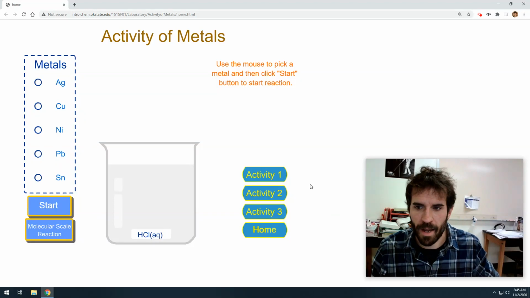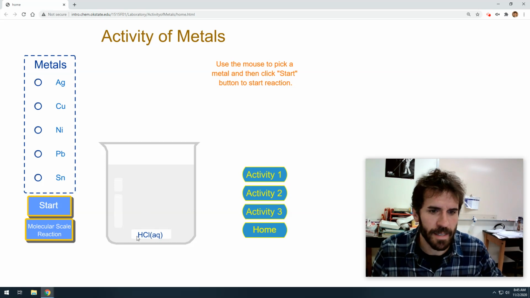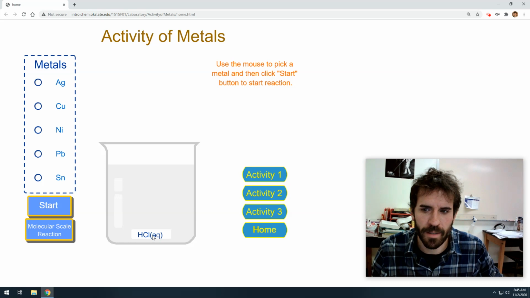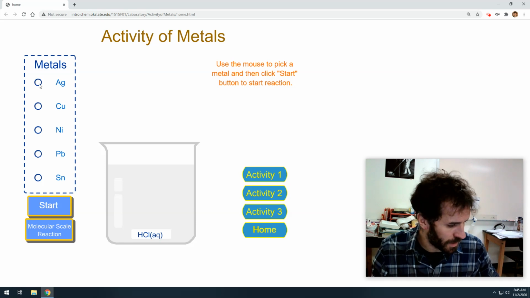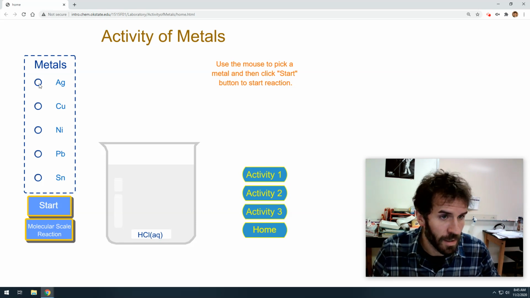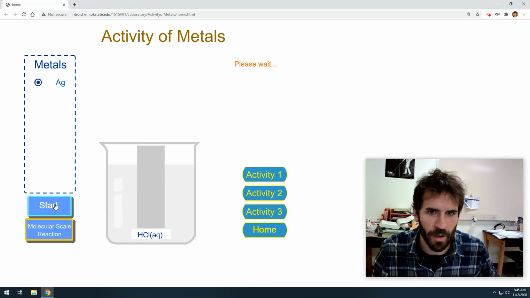Okay, so now we are on activity 4, and what we have is a beaker of hydrochloric acid. This is a strong acid, as we know, which means that these hydrogen ions will have completely dissociated from the chlorine ions, and I'm sure we'll look at a molecular view to see what's happening there. But what we're going to do is put these different metals into the solution and see if a reaction occurs.